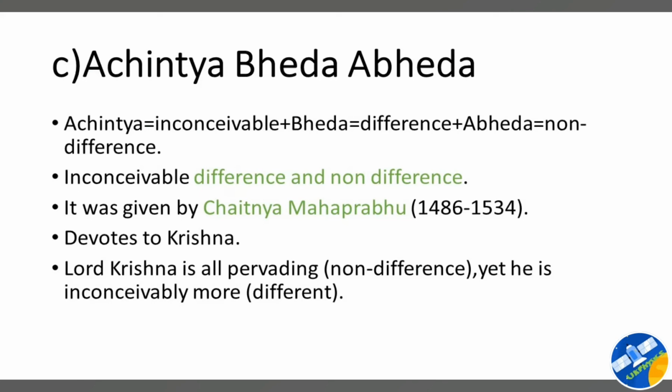For example, a drop of water from the ocean is also water of the ocean, but it is not the ocean. Thus it says that Lord Krishna is all-pervading, non-different, yet he is inconceivably different. In this way it is Bheda, different also, and Abheda, non-different also.